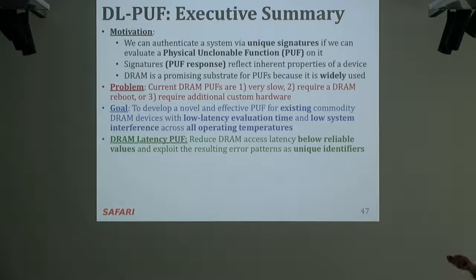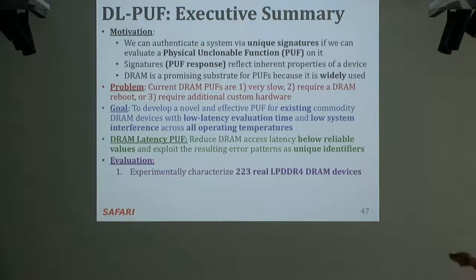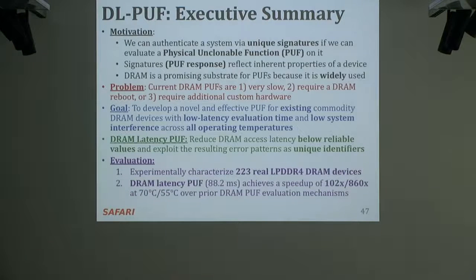The key idea of the DRAM latency PUF is that you reduce DRAM access latency below reliable values and exploit the resulting error patterns as unique identifiers. Again, you need to pick those bits that fail all the time. And in this case, we had characterized a smaller number of chips because it's older work. It turns out you can evaluate this physical unclonable function with very low latency, 88 milliseconds, and its speedup is much higher compared to prior DRAM PUF evaluation mechanisms. You can see that the speedup is higher at lower temperatures because the prior DRAM PUFs rely on retention time. And if you have lower temperatures, it takes a longer time to get errors when you increase the refresh interval, as we know very well by now.